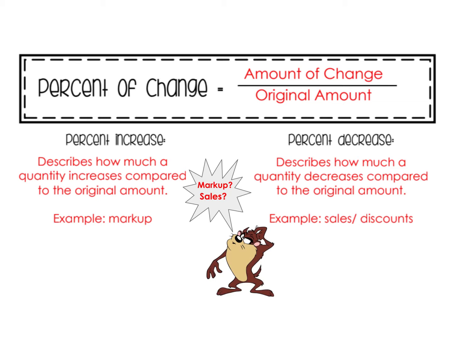over the original amount. When we talk about percent increases, percent increase is going to describe how much a quantity has increased due to a markup. Whereas a percent decrease is going to be a description of a quantity that is decreased from its original amount due to a sales, discount, or some type of coupon.